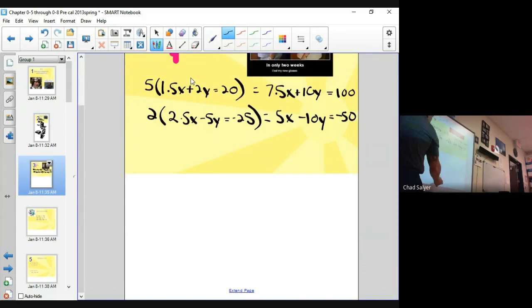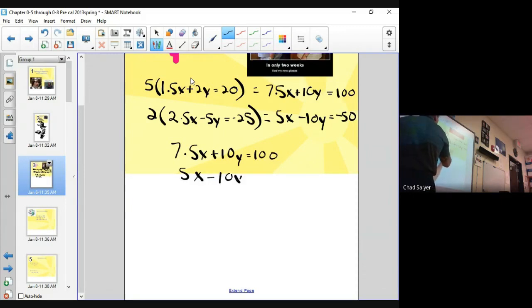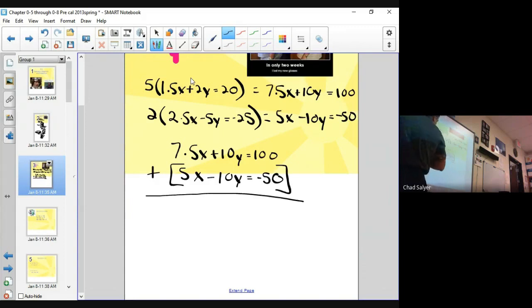So I can add those two together and they will cancel out. So once you have matching coefficients, and elimination is most effective in systems that already have matching coefficients, but you can make it work by this method as well. So I'm going to add the second equation to the first and create a new third equation that we're going to solve. And the y is going to be not present in our third equation.